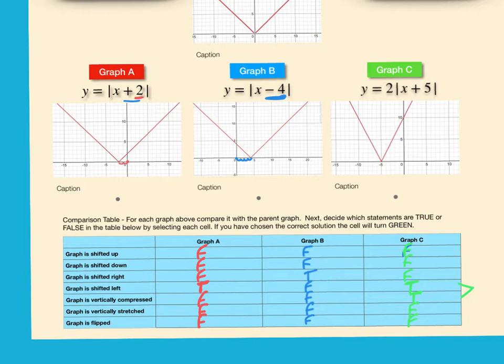Well, we just talked about the compression has to do with this number out front, right? So that 2, we said if it's bigger than 1, it's going to shrink. But what about this plus 5 here? Why did that shift it to the left and not the right? So here we're going to notice that this is a pattern. And we'll just move over here.